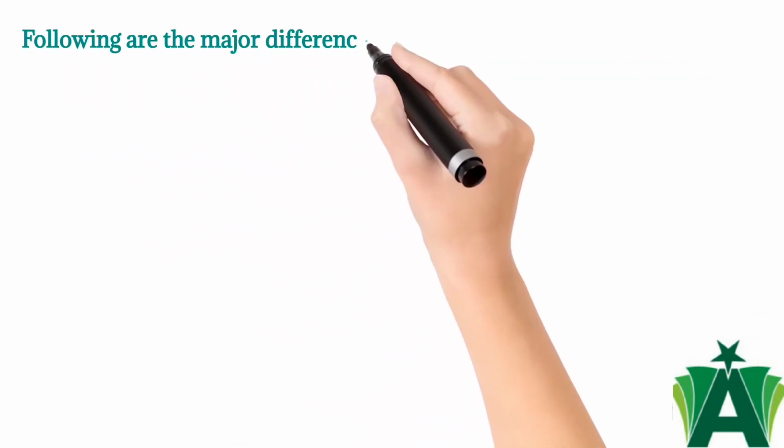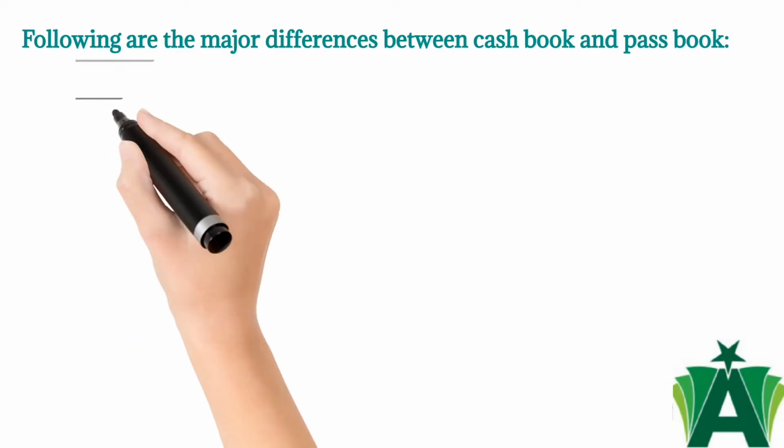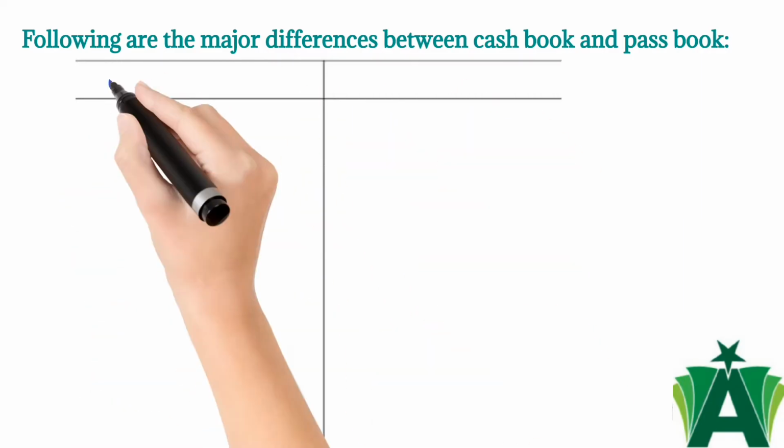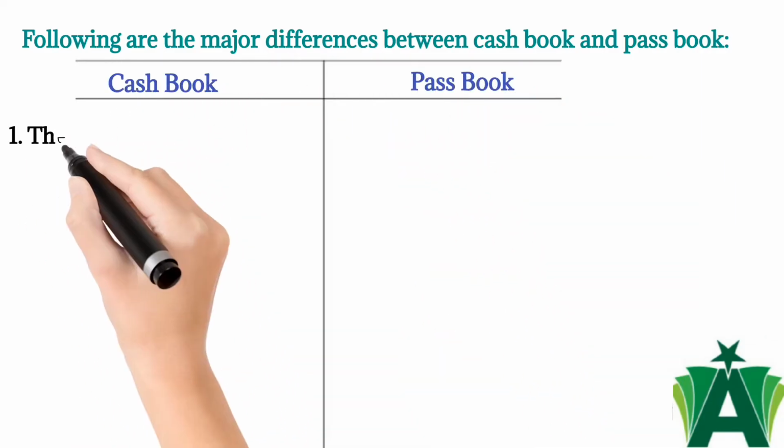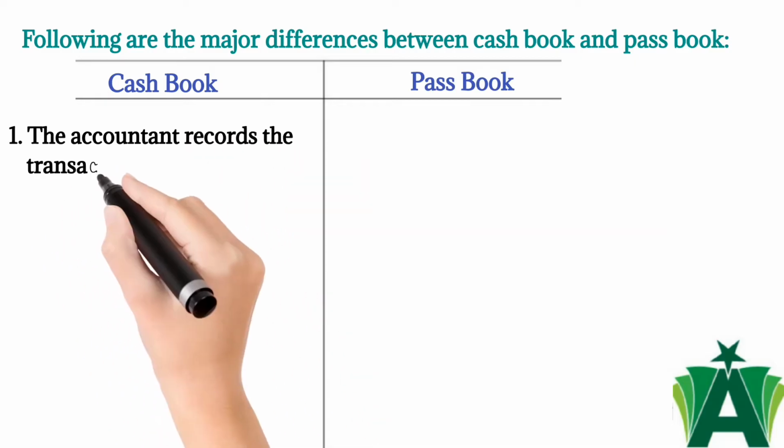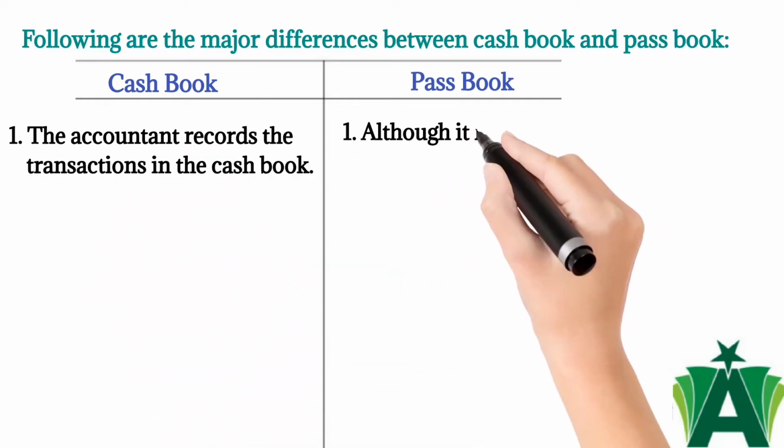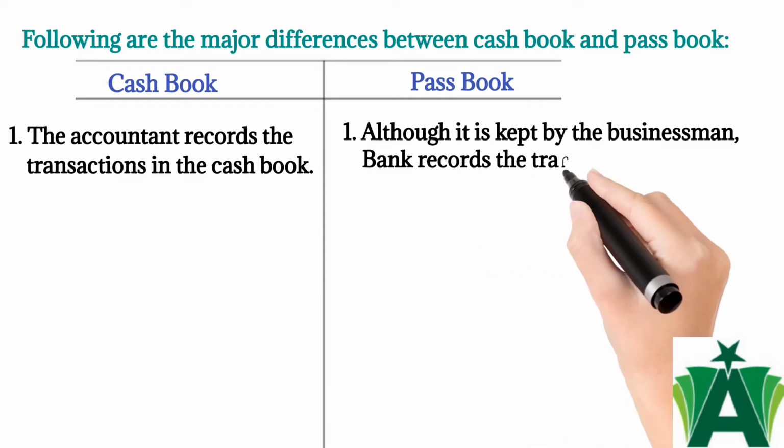Following are the major differences between cash book and passbook. Cash book, point number 1: the accountant records the transactions in the cash book. Passbook, point number 1: although it is kept by the businessman, the bank records the transactions in the passbook.